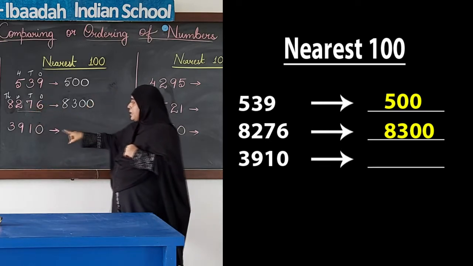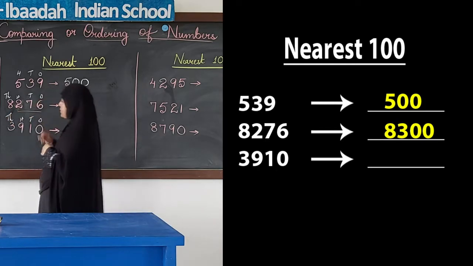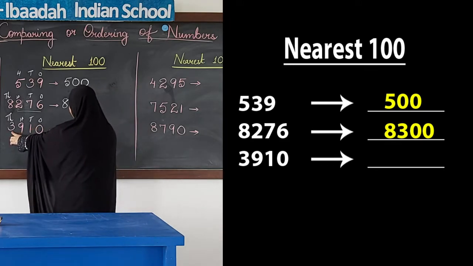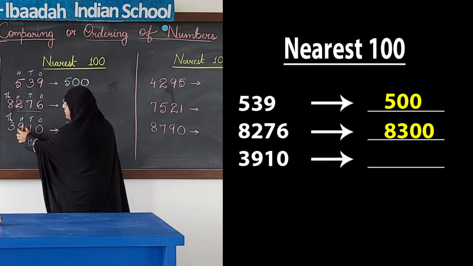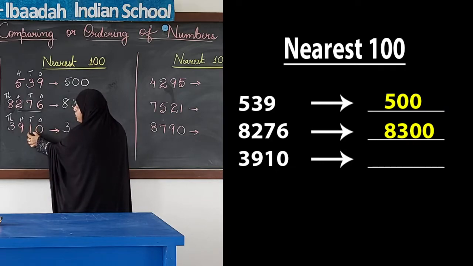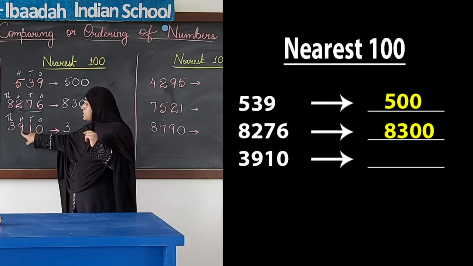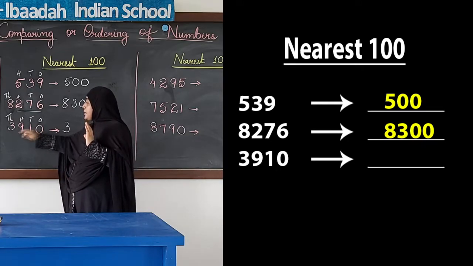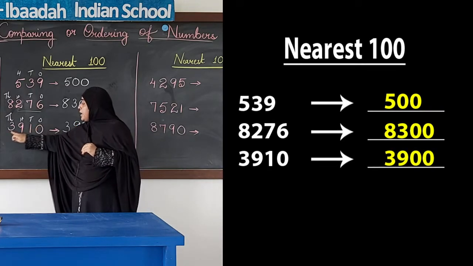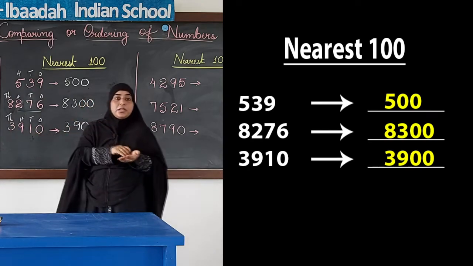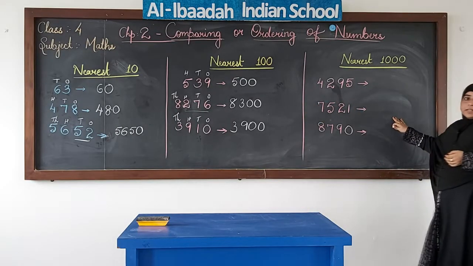Okay. Next, again here we have 4 digits, ones, tens, hundreds and thousands. Our thousands place will remain as it is, since we are rounding only at the hundreds place. Okay. Now, here we have 900 and we have 1 in the tens place. Now, 1 is less than 5, right? 1 is less than 5. So, this one will remain as it is. That means it is close to 900. Okay. So, 3910 is close to 3900. Clear?